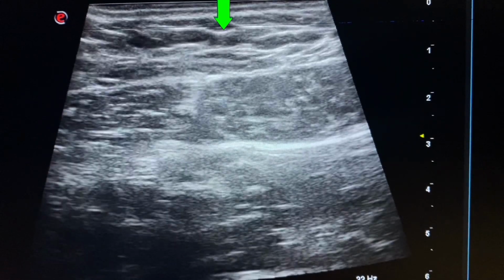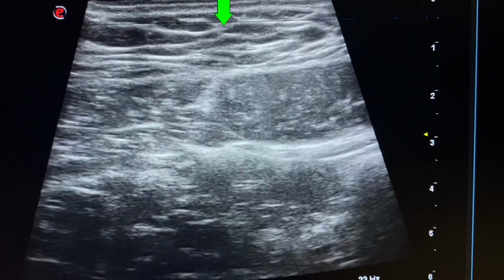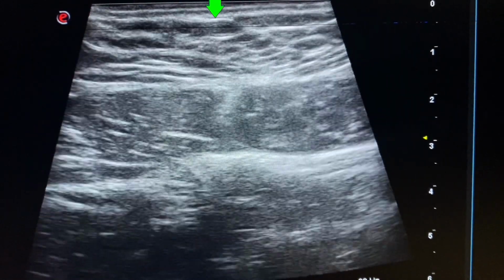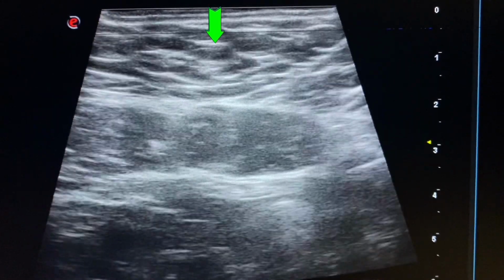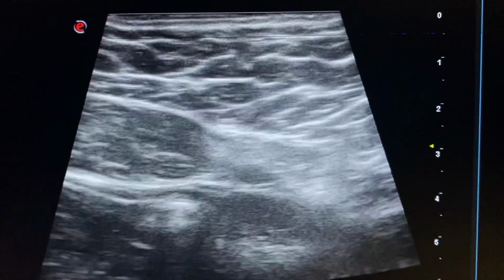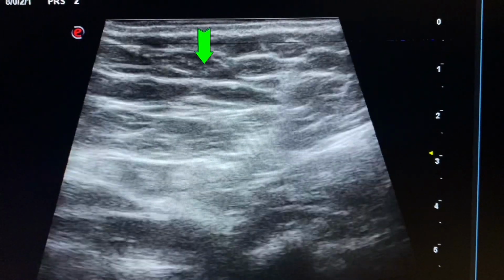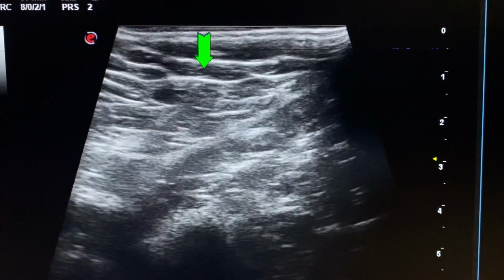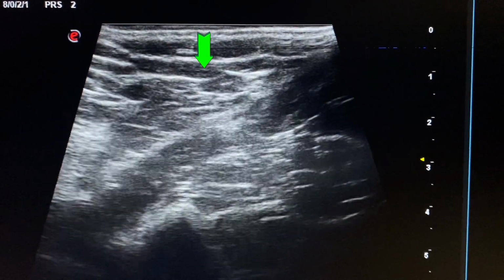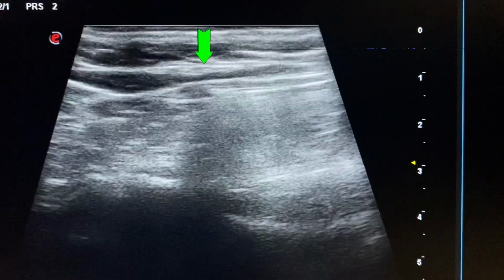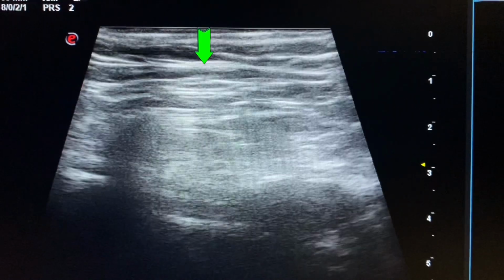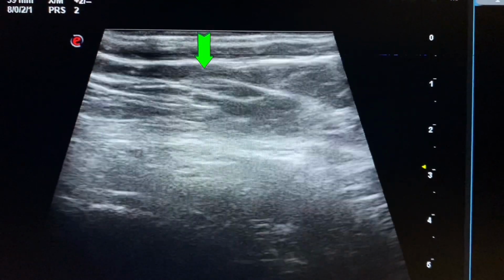So we are scanning the left side of the suprapubic area. Here we see the skin, subcutaneous fatty layers and muscle layers. Now we slowly slide to the left iliac region. We find no testes.